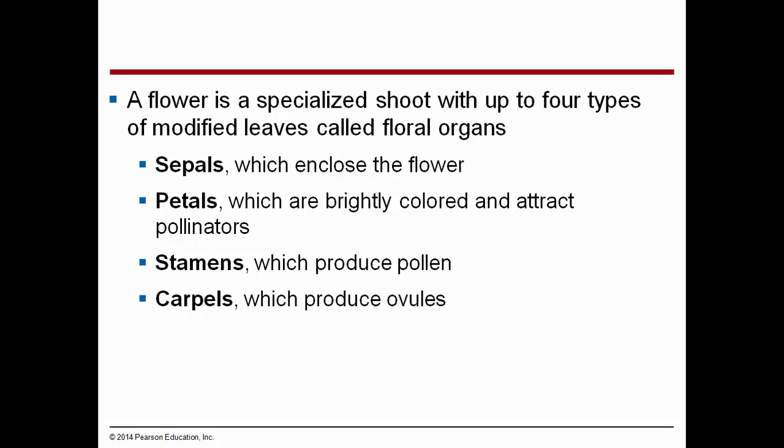A flower is a specialized shoot with up to 4 types of modified leaves called floral organs. There are sepals, which enclose the flower. Those are at the base of the flower. Petals, which are usually brightly colored and attract pollinators. Stamens, which produce pollen. And carpels, which produce the ovules.